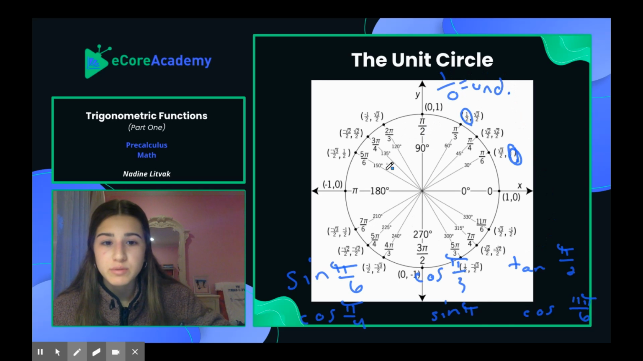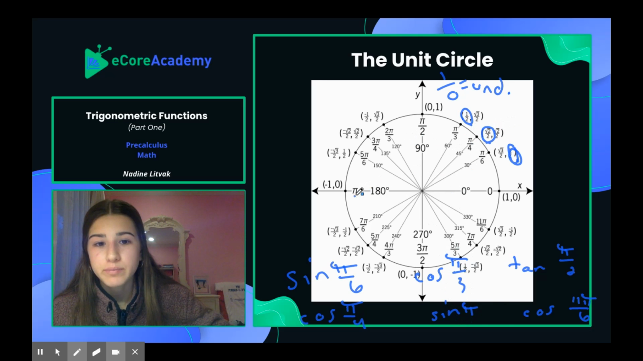Okay, let's move on to cosine of pi over 4. Pi over 4 is right here. Cosine is the x value. So it's root 2 over 2 is cosine of pi over 4. Sine of pi is next. So pi is right here. We know that sine is the y value, so sine of pi is 0.